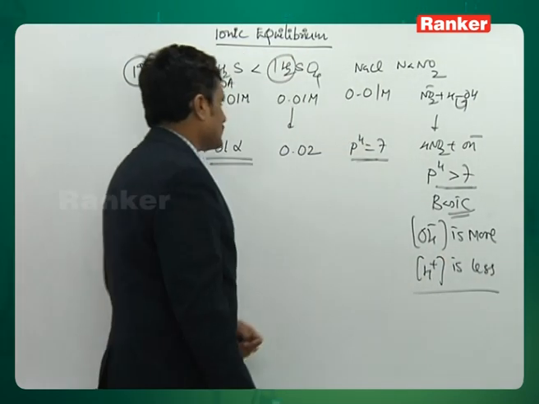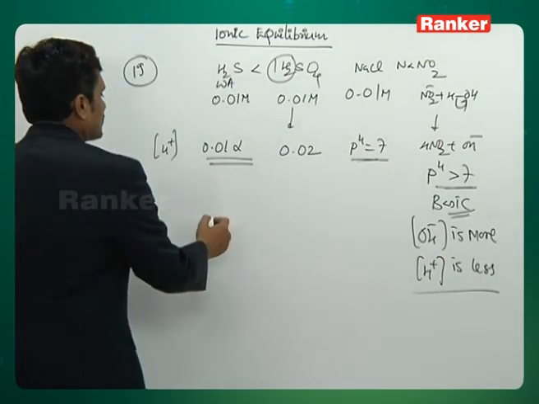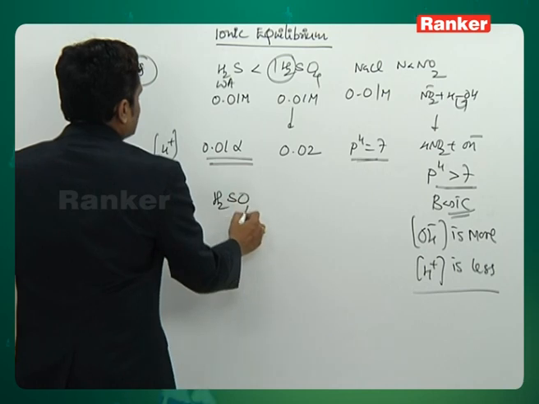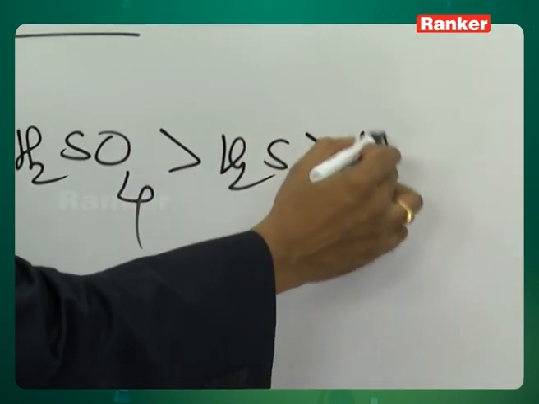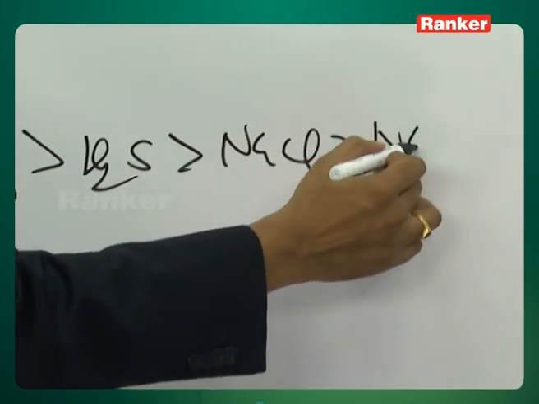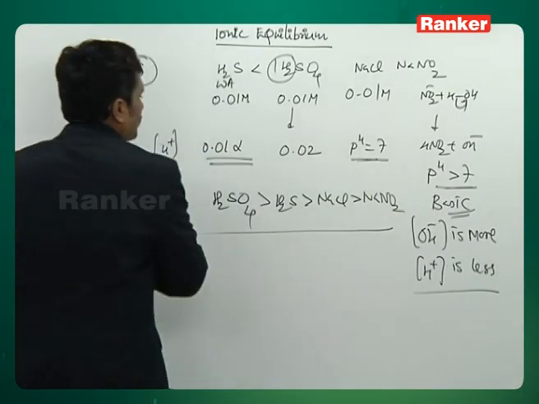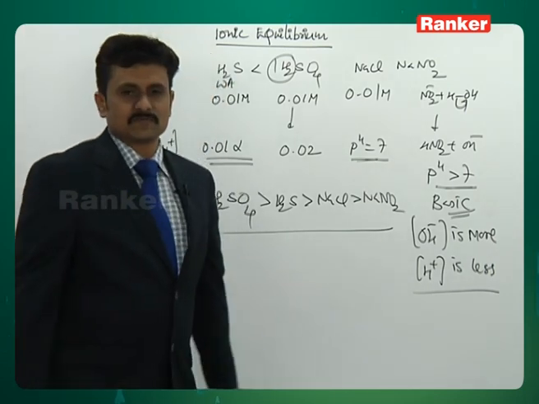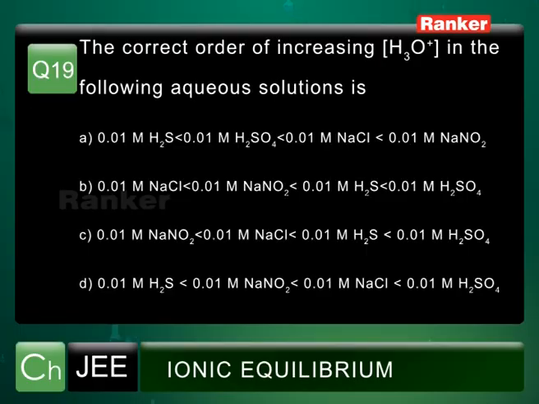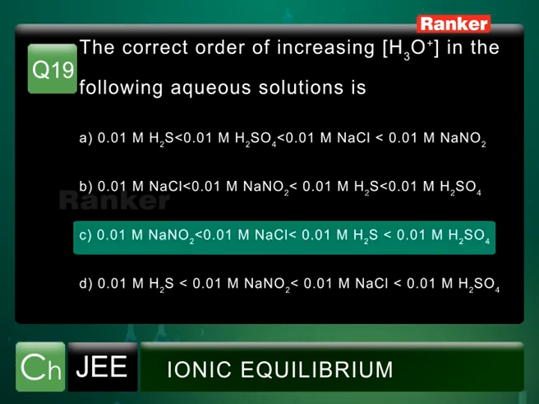So, therefore, the right option for this question is that the acid that produces the maximum amount of H+ ions is H2SO4, followed by H2S, then comes NaCl, and finally NaNO2, which will yield more of the OH- ions than the H+. So, the right answer for this question is option C.